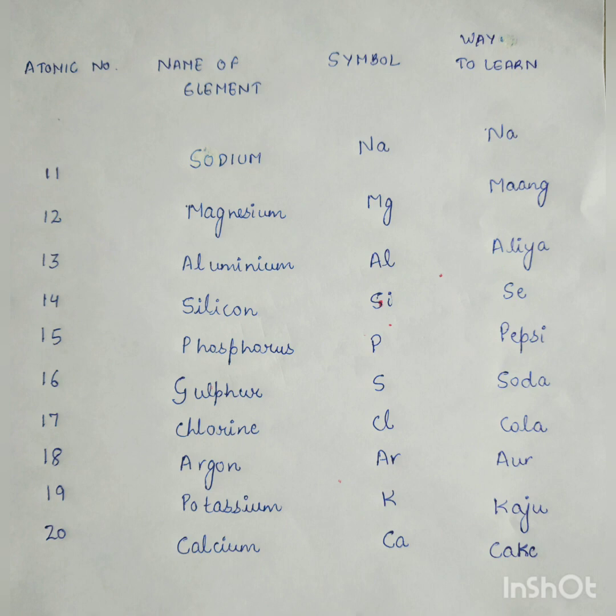Again, the first letter of each word will help you to memorize the next 10 elements. And please, you have to memorize the first 20 elements by hook or crook.